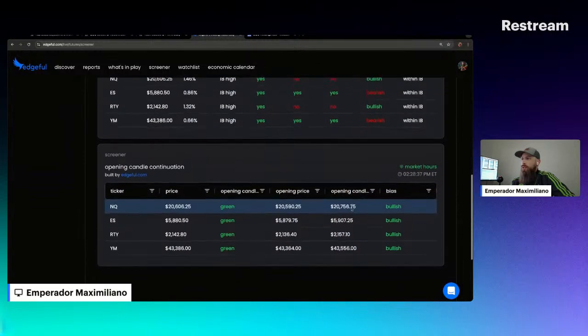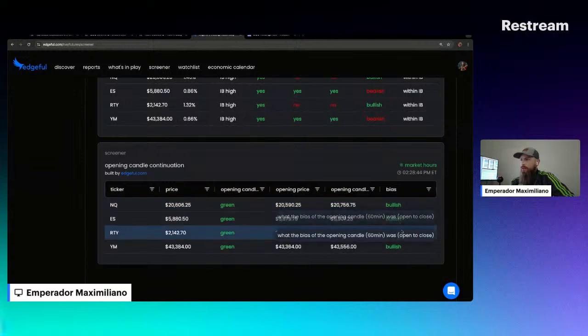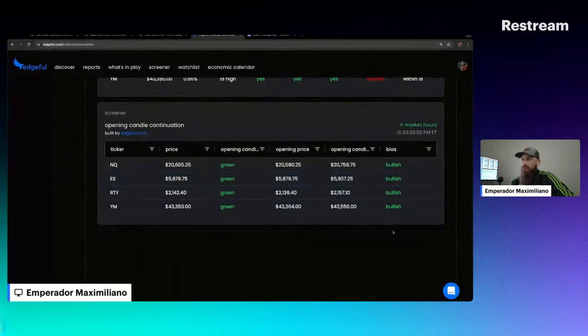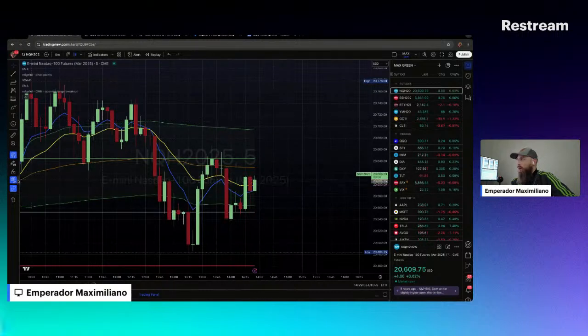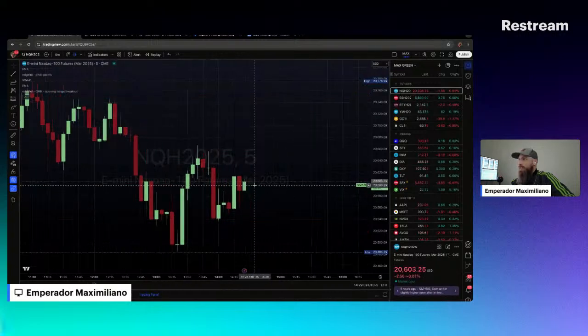And then opening candle continuation: that first opening hour of the market was bullish, right? So right here we see all bullish. The first 60 minutes, the first hour of the market, we had a green candle, which gives us strong stats for a green close. So I already know just from looking at this, with this current example, this bearish against this bullish is a recipe for a chop day. Now let's go over to the chart and see what the day looks like. Hold on, let me hide all here.